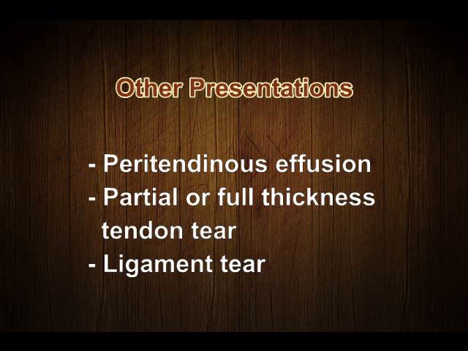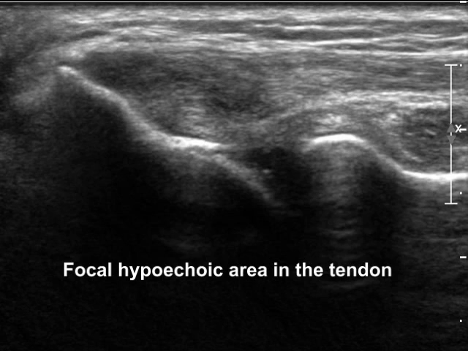It is thought to be the result of a chronic condition of lateral epicondylitis. In other conditions, peritendinous effusion, partial or full thickness tendon tear, and even underlying ligament rupture can be seen. In this picture, a focal hypoechoic area is seen in the common extensor tendon. It is a possible focal tendinosis of the tendon.